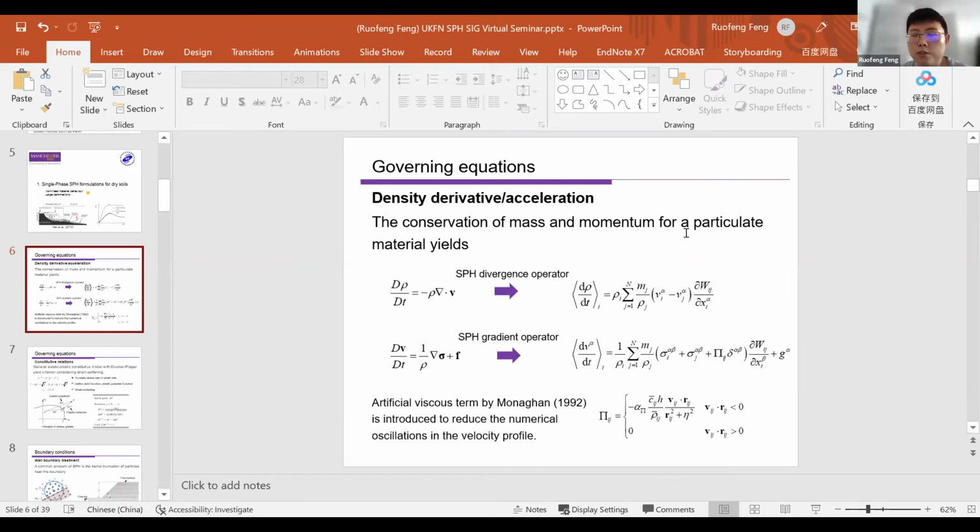Sorry, I did not present the calculation of strain rate, but it's similar to the mass balance equation. So we calculate the velocity gradient. So we use an operator similar to this one. So it's a standard SPH formulation for the strain rate. Okay.